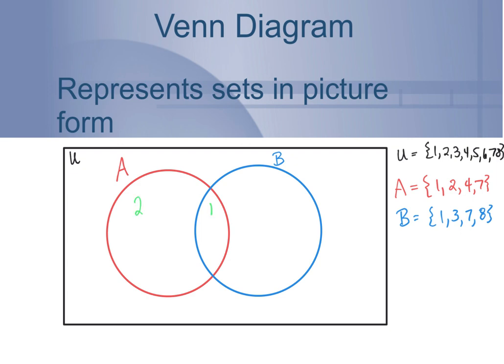We have 2 and 4, and we have 7. That's my A set, right? Because those are all the numbers in my red circle, my A circle, all right? Now for B, 1 I have already written down. I don't write it again, just like when you write your union, you don't write it again because it's not actually representative of what's going on. We already have 1.